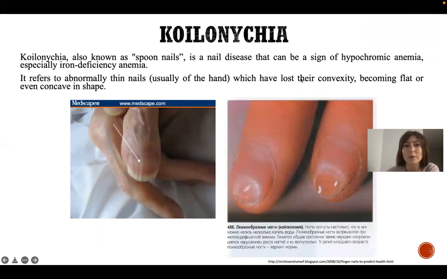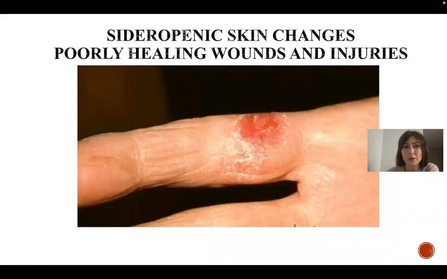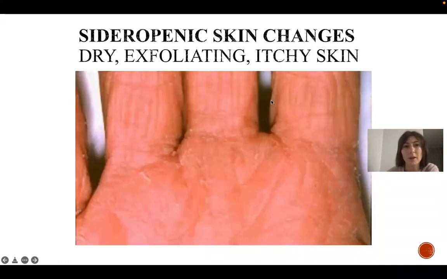Koilonychia, also known as spoon nails, is a nail disease that can be a sign of hypochromic anemia, especially iron deficiency anemia. It refers to abnormally thin nails which have lost their convexity, becoming flat or even concave in shape. Cytopenic skin change, poorly healing wounds and injuries. Dry, exfoliating, itchy skin.